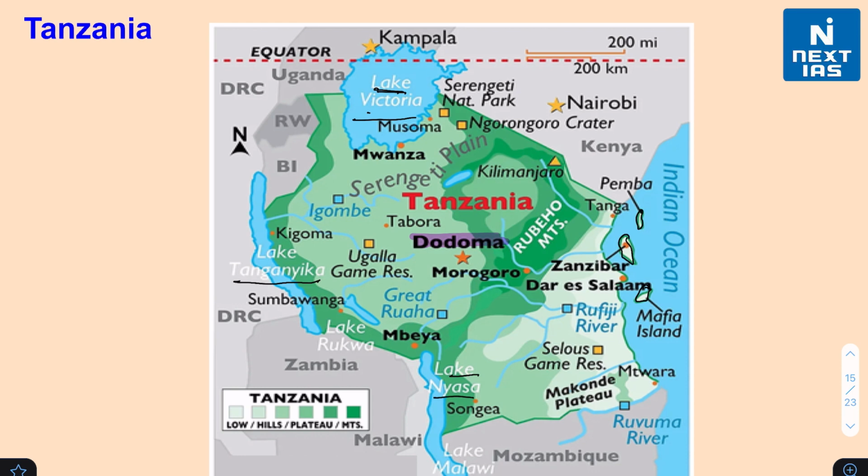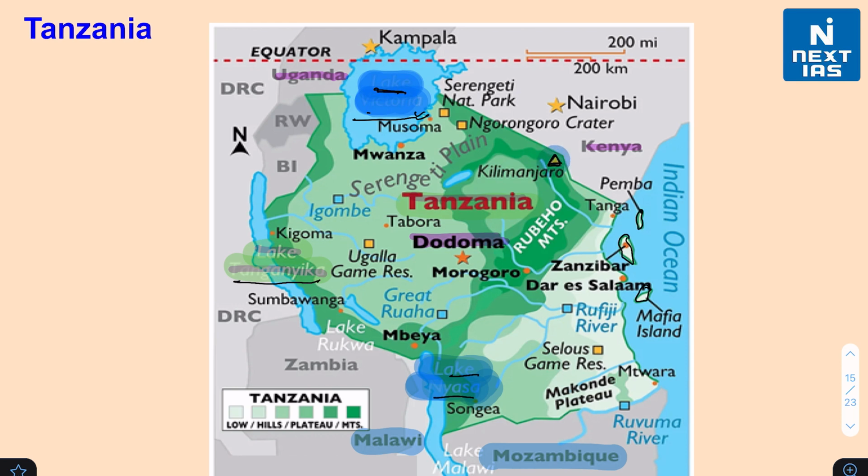Now, when we talk about Lake Victoria, it is shared by Uganda, Tanzania, and Kenya. Similarly, if you look at Lake Tanganyika, it is shared by Burundi, Democratic Republic of Congo, Zambia, and Tanzania. And the other one, Lake Nyasa, which is also known as Lake Malawi, is shared by Tanzania, Malawi, and Mozambique. Lake Victoria is the source of the White Nile River, which is a major tributary of the Nile River.